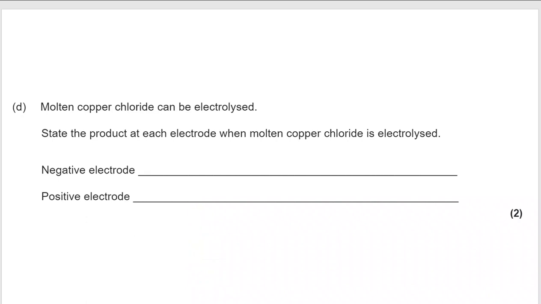On to part D. Molten copper chloride can be electrolysed. State the product at each electrode when molten copper chloride is electrolysed. So you need to remember that negative electrode attracts positive ions, positive electrode attracts negative ions. In general, metal ions are positive, so they will go to the negative electrode. That means copper ions will become copper. So the chloride ions, which are Cl-, negative, will go to the positive electrode, where they will become chlorine.